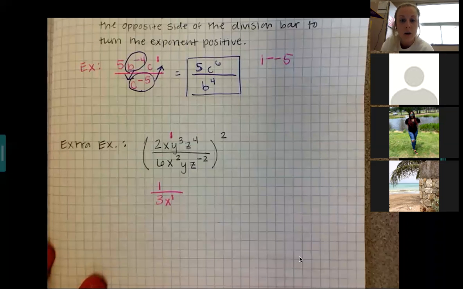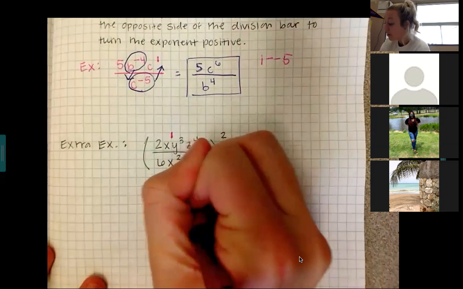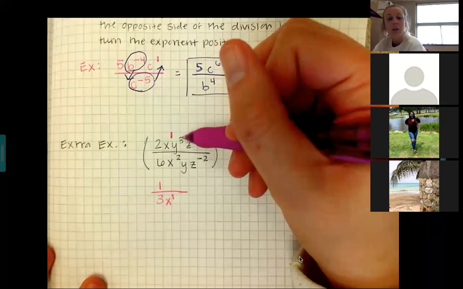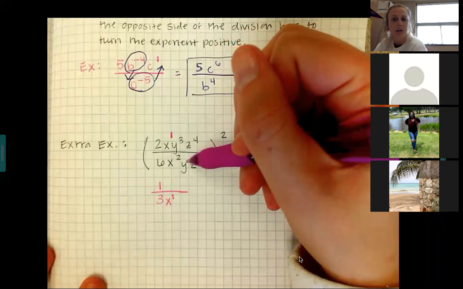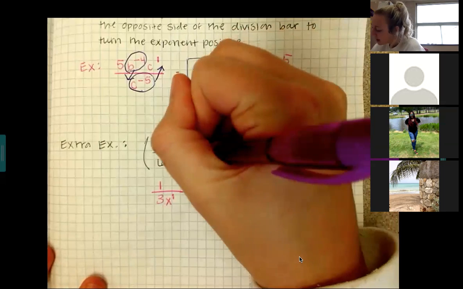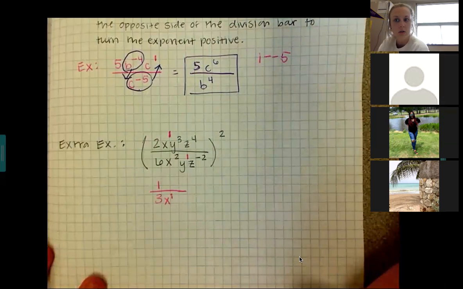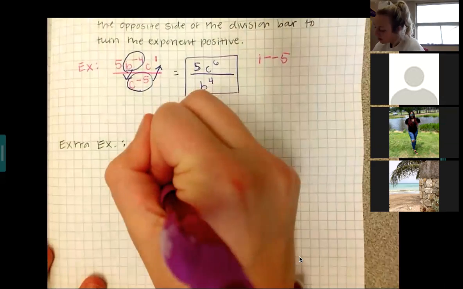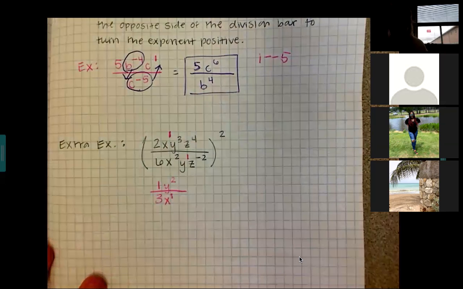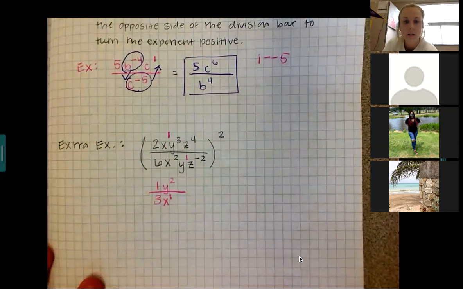Okay, where are your y's bigger? In the numerator. Numerator, good, Haley. So there's 3 in the numerator. How many are in the denominator? 1. Okay, so 3 take away 1 is 2. And where are these gonna go? Numerator. Good. So y squared. All right, let's look at these z's.